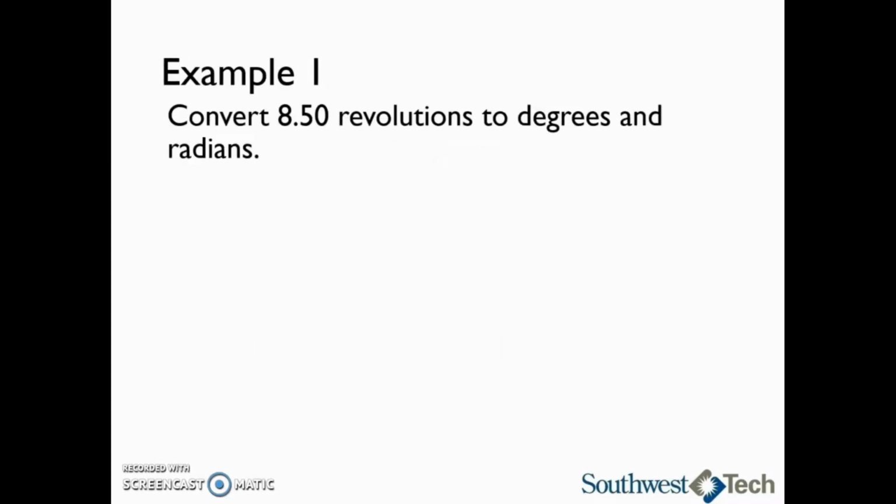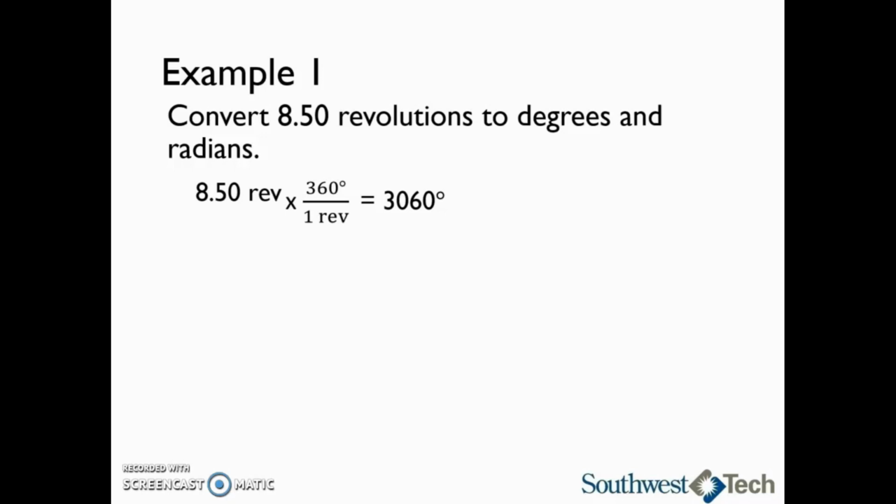Let's take a look at an example where we need to convert between the three systems of angle measurement. Convert 8.50 revolutions to degrees and radians. First, we will convert this to degrees. We will start off by writing 8.50 revolutions. We need to multiply that by the conversion factor that 360 degrees is equal to 1 revolution, with revolutions being in the denominator and degrees being in the numerator. Revolutions over revolutions will cancel each other off and leave us with an answer of 3060 degrees.